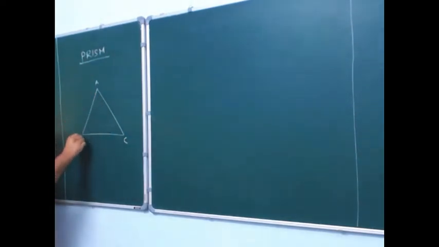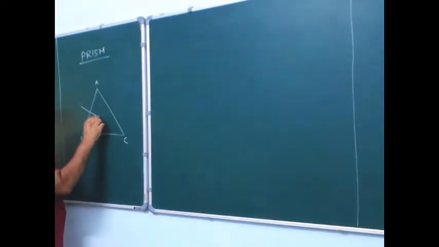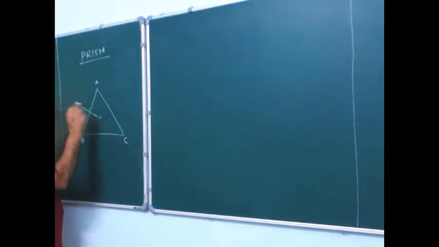So AB is the incident surface. Let us first draw a normal to the incident surface AB. So this is the normal. You can put N dash. That represents the normal, and it should be perpendicular to the refracting surface.